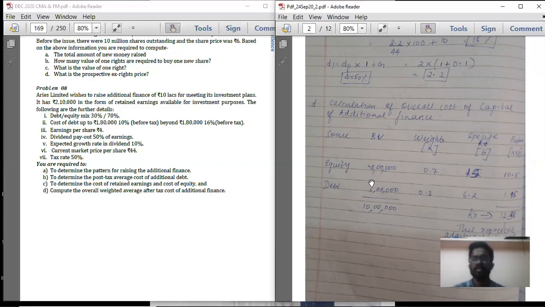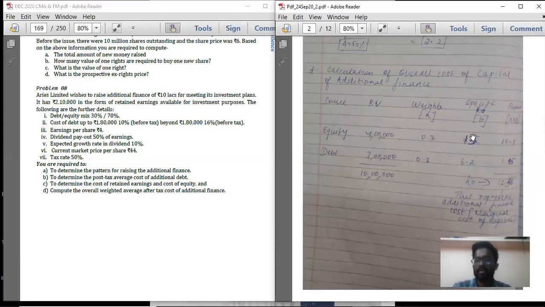Below that, under sources record equity, debt. How much is the book value? In respect of equity record 7 lakhs and in respect of debt record 3 lakhs, because it is 70:30. So 7 lakhs plus 3 lakhs, you are getting 10 lakhs. BV column total 10 lakhs. So in respect of weights, how much is 70:30? So 0.7, 0.3. In respect of equity record 0.7, in respect of debt record 0.3.